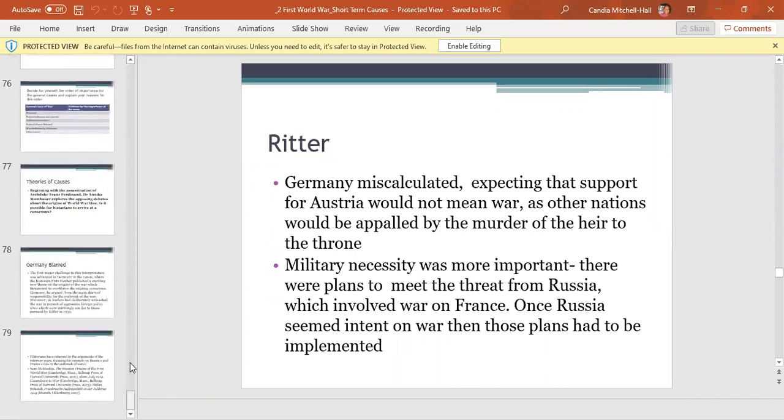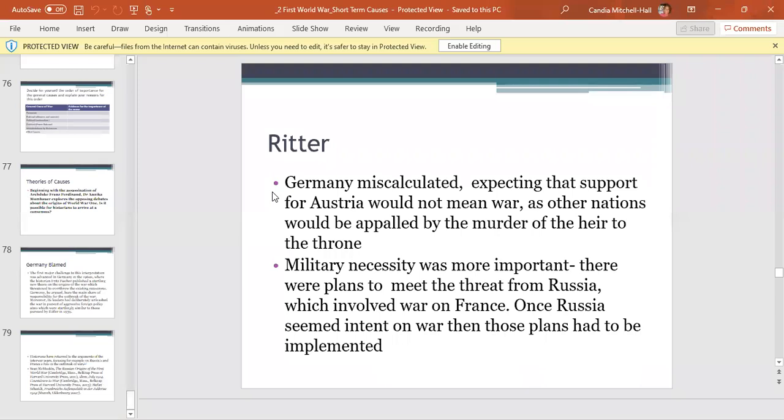Germany should not be blamed entirely for the war. Everybody else should be blamed because that is what it is. They are just trying to support Austria-Hungary for them to remain in power. What is your take on it?